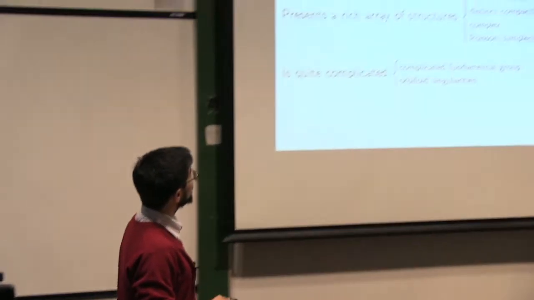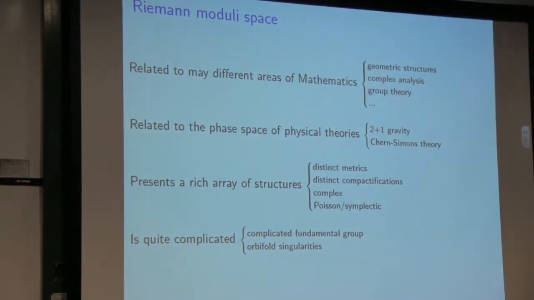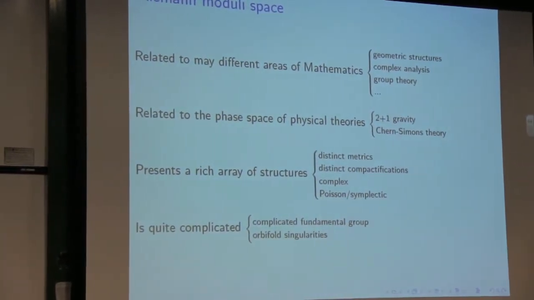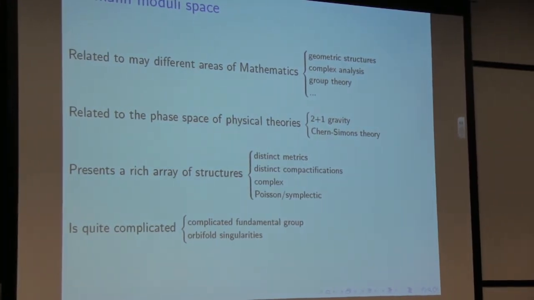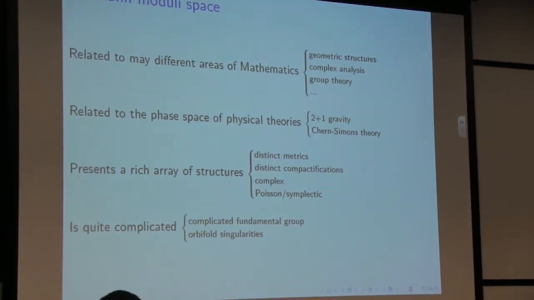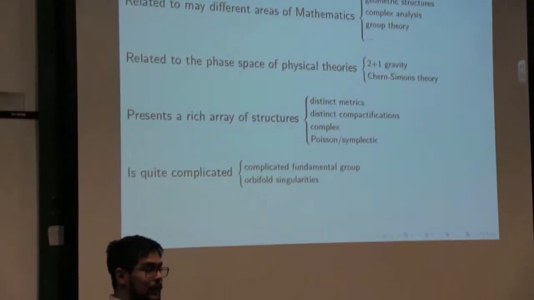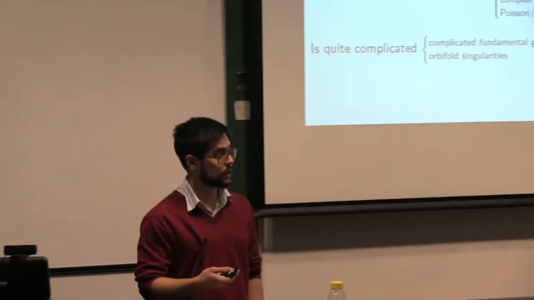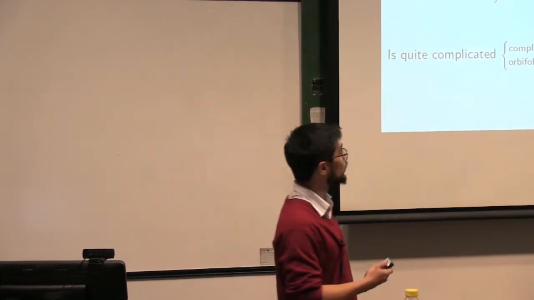And so why am I interested in the Riemann moduli space? Inside mathematics, it appears in many different areas. It appears in the study of geometric structures, complex analysis, group theory, also algebraic structures and dynamical systems, and it serves as a meeting point of all this theory. So it's a very important space inside mathematics. In physical terms, it's also related to the phase space of certain interesting physical theories, such as 2 plus 1 gravity and Chern-Simons theory. And that's why we want to look at these spaces.